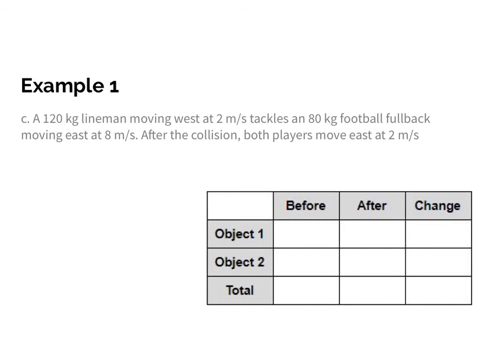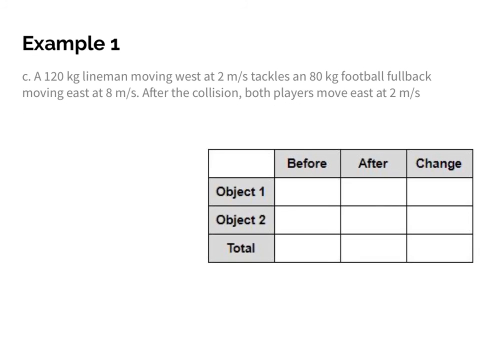Last example here, kind of applying the conservation of momentum, but here I have a 120 kilogram lineman moving at 2 meters per second, tackles an 80 kilogram fullback moving at 8 meters per second. And it says after the collision, they both move east at 2 meters per second. So now we're actually fitting numbers for momentum. So this table is going to look at the idea of momentum. So this is momentum before, momentum after, and then this is that change.